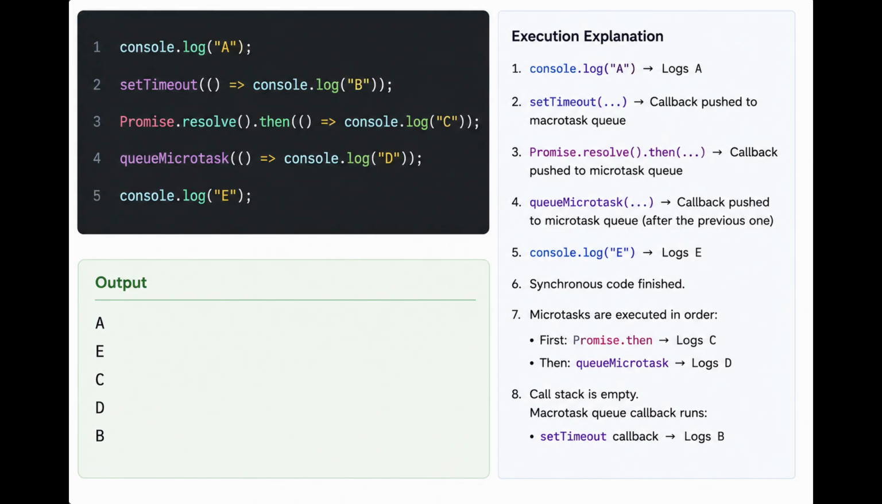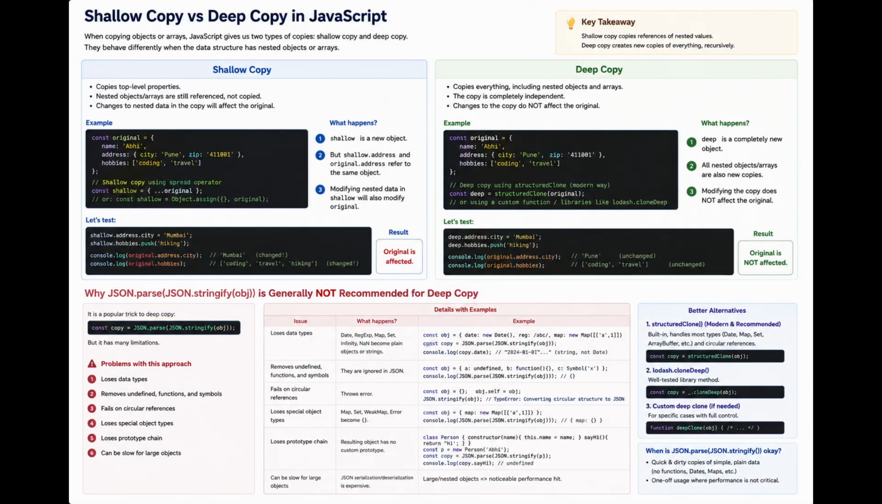And let's move further. Can you tell about shallow copy and deep copy, and why should we not use JSON.parse for doing the deep copy?